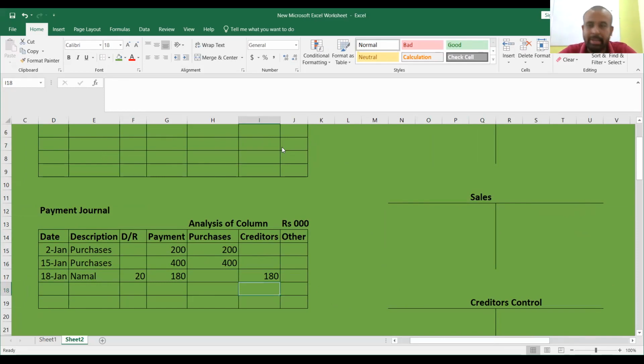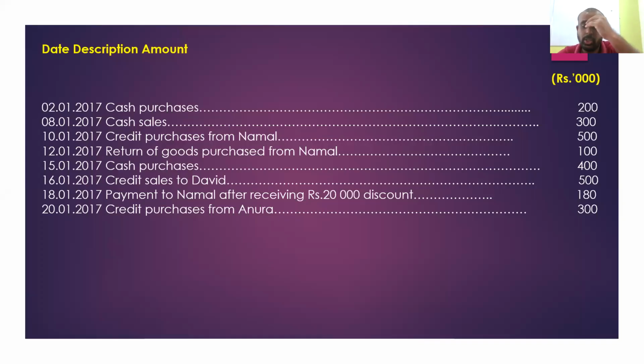Right. It is not like a private ledger; the general ledger you update at the end of the month with the total.